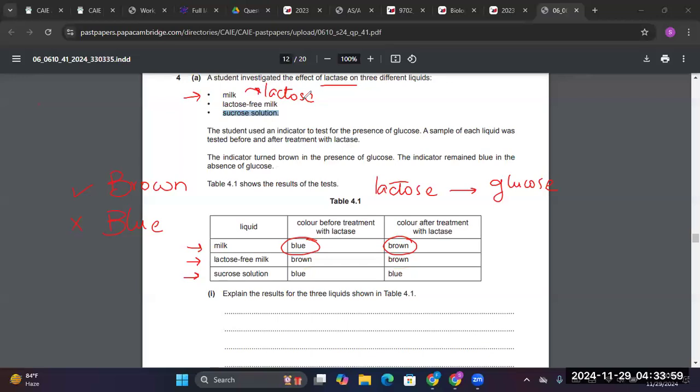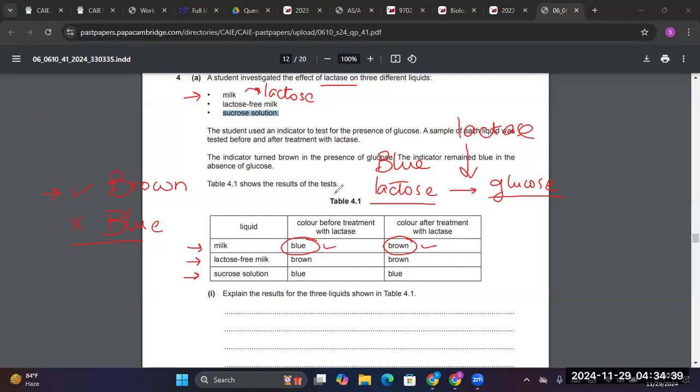Now, in milk, we have lactose. Since milk has lactose inside it, what will happen? At the start, the color will be blue. Why? Because before I add the enzyme, there is no glucose. If there is no glucose, the color will be blue. Okay? Then I add my enzyme, lactase. This enzyme will break down the lactose into glucose. So if glucose is there, the color will become brown.